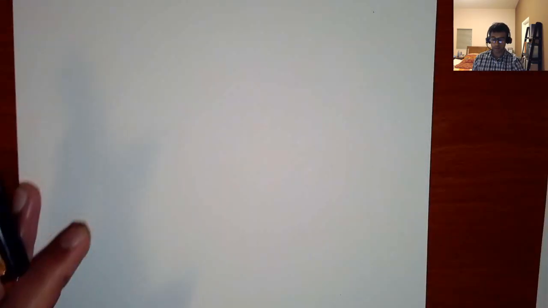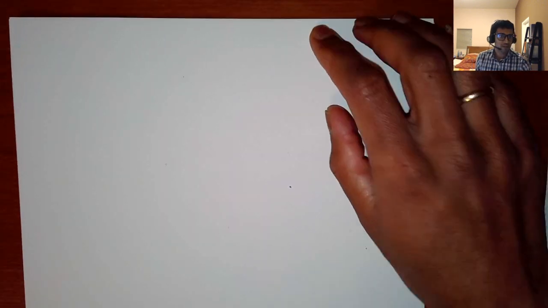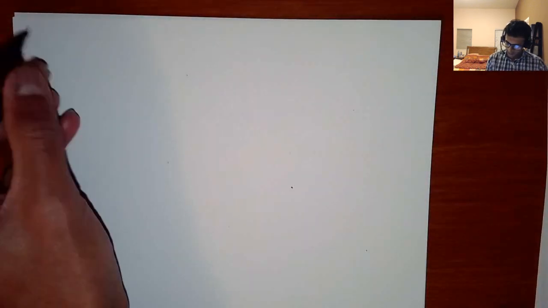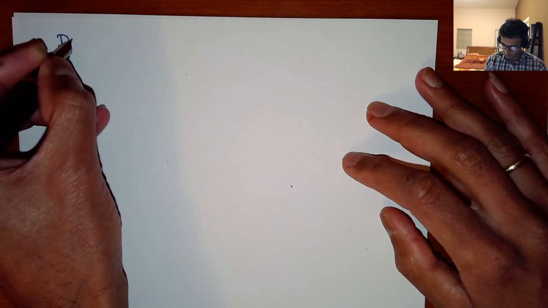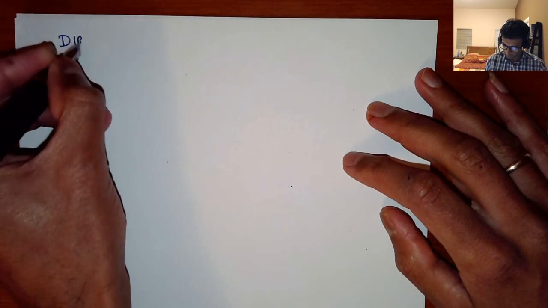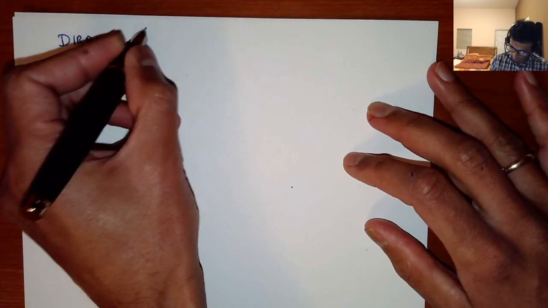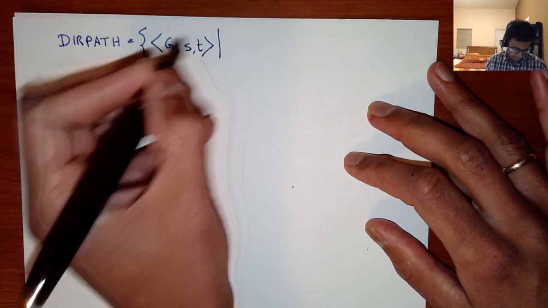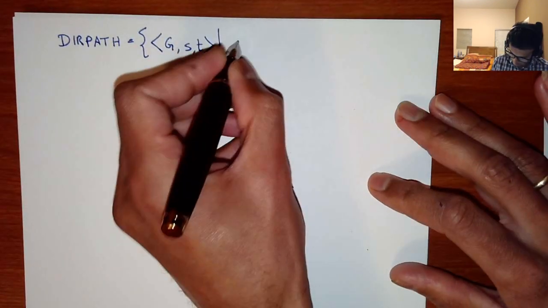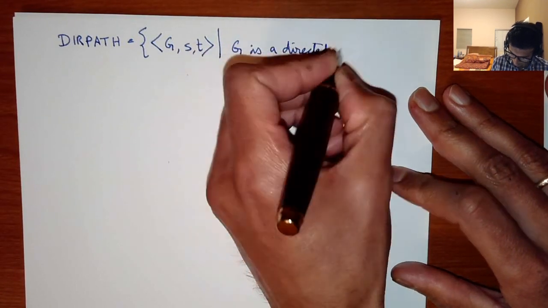And now what I'm going to tell you is that for NL, there is a very natural problem that happens to be NL-complete. That language is called path, or directed path. And directed path is the following language: G, s, t, where G is a directed graph.